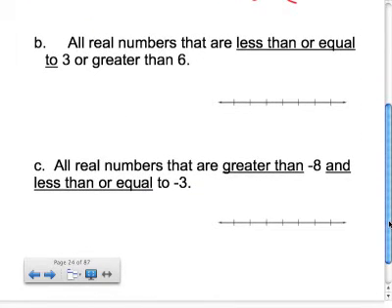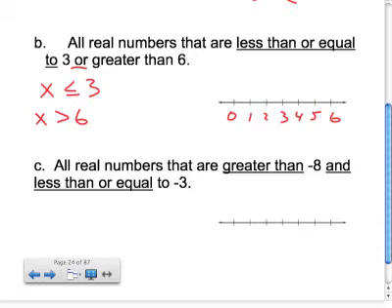Part B says all real numbers that are less than or equal to 3 or greater than 6. So there's two separate ones here, or. X is less than or equal to 3, or x is greater than 6. Let's call this 0, 1, 2, 3, 4, 5, 6. I go to 3, put a closed circle, shade everything to the left, that's less than. Then I go to 6, put an open circle, shade everything to the right. So there's two separate graphs on the same number line pointing in opposite directions.